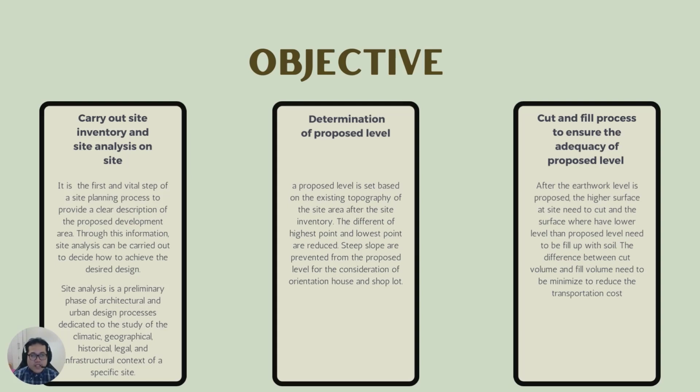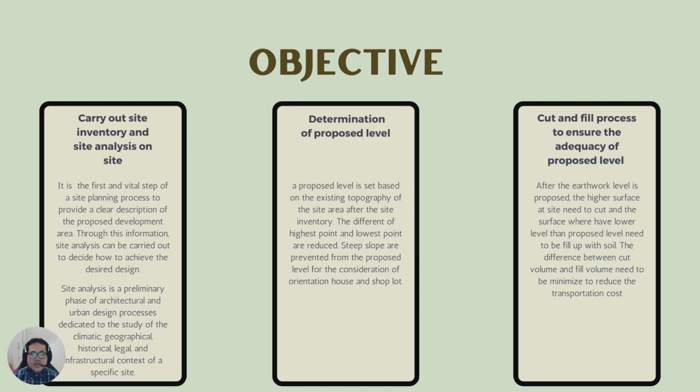So the next objective is the determination of proposed level. A proposed level is set based on the existing topography of the site area after the site inventory. The difference of highest point and lowest point are reduced. Steep slopes are prevented from the proposed level for the consideration of orientation of house and also lot. So earthwork will be laying out the construction site. So the main point for this proposed level is to have minimum steep slope, which is unconventional during the construction.